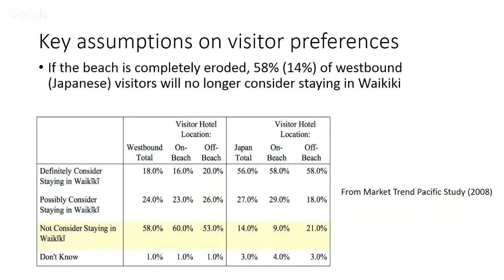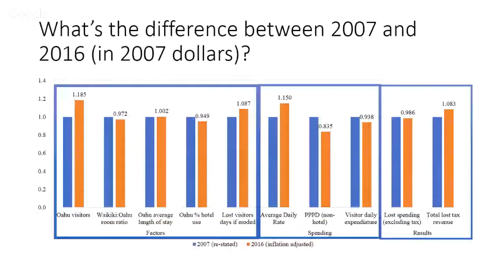And the key assumption of the study, both back in 2008 and in our 2016 update, hinges on this. So there was a survey. This is the survey that I talked about earlier. And here we see both westbound. So this is your U.S. tourists, right, from other parts of the U.S., and also Japanese tourists, because these two groups are the vast majority of all tourists. So as you can see here, the behavior is quite different. Roughly 60% of U.S. tourists will no longer stay in Waikiki should all the beach disappear, but only a minority of Japanese tourists would behave in the same way.